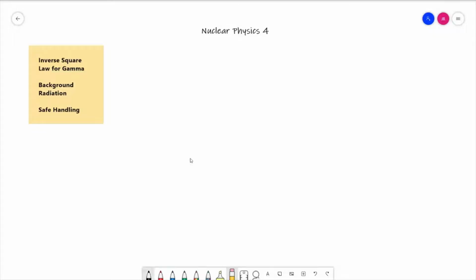Hello everybody and welcome to Nuclear Physics Lesson 4. In the last lesson we looked at the inverse square law for gamma decay and we came up with a general equation that I was proportional to 1 over r squared, where I is the intensity of the gamma radiation that we are detecting at a certain point and r is the distance between the detector and the source.